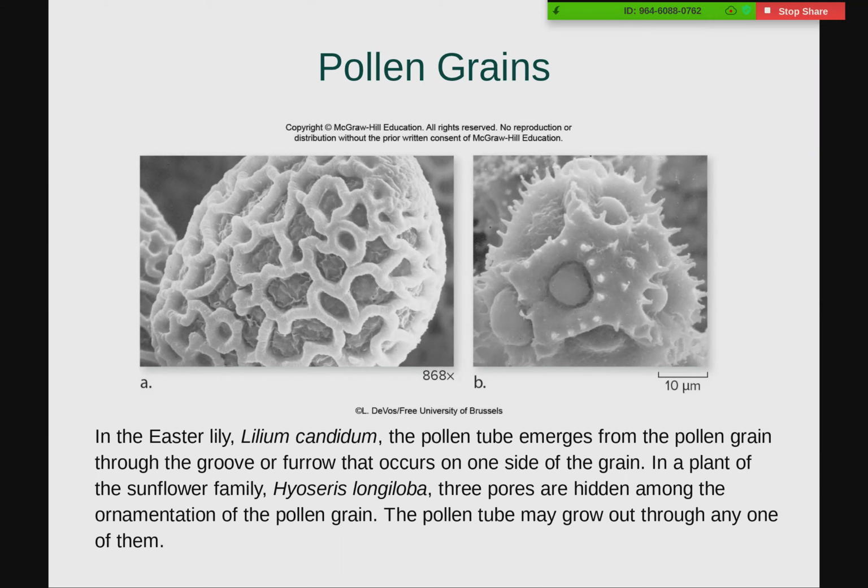So for instance, on the left here, we have the eastern lily, Lilium candidum. Now its pollen tube actually emerges from a pollen grain through the groove or furrow that occurs on the side of the grain. So we're talking about these areas. That's where the pollen tube is going to emerge.